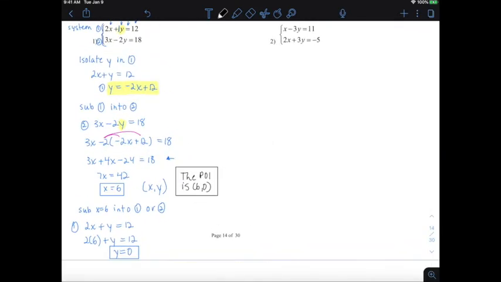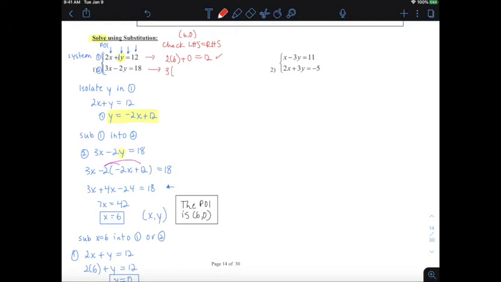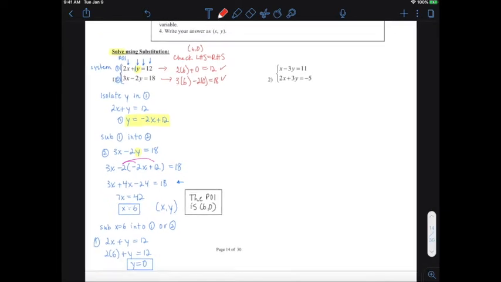Okay, now if I wanted to, I could go back here and check my answer. Maybe let's do that in red. So if I wanted to check that left-hand side equals right-hand side, what I can do with the first equation is I can sub in 6, 0. So 2 times 6 plus 0, does that equal 12? It does. In the second formula, I get 3 times 6 minus 2 times 0 equals 18. That also works. So I know I've done it correctly. So let me do one more with you.